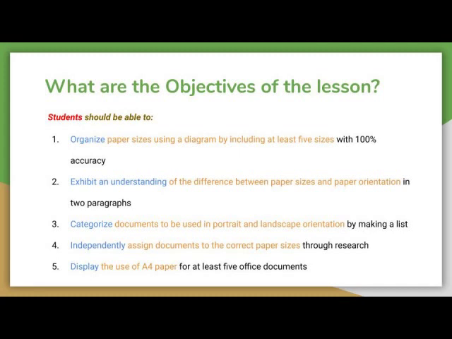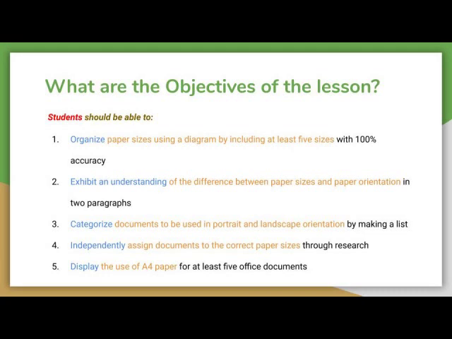So the first one is organize. Students should be able to organize paper sizing using a diagram by including at least 5 sizes with 100% accuracy. So I want students to be able to organize paper sizes using a diagram, like a chart. I'll be listing a chart, and then they should be able to place the correct sizes in the correct position of the chart or of the diagram with 100% accuracy. I've taught them how it's laid out and how the sizes come about, right?